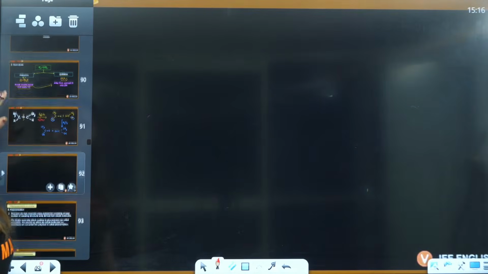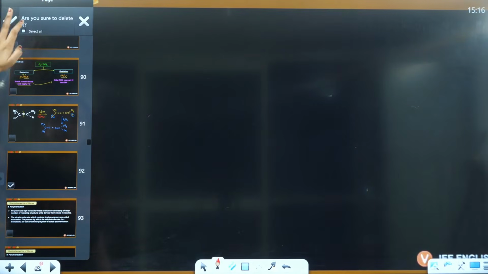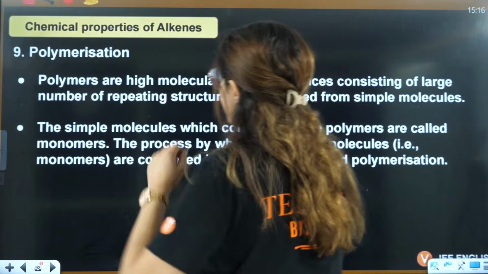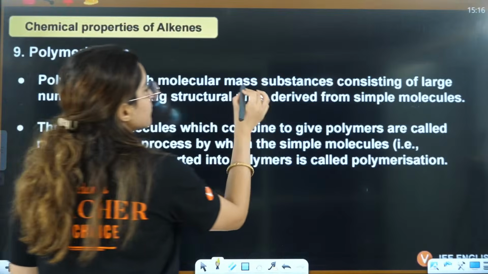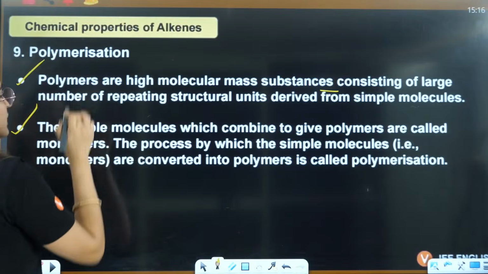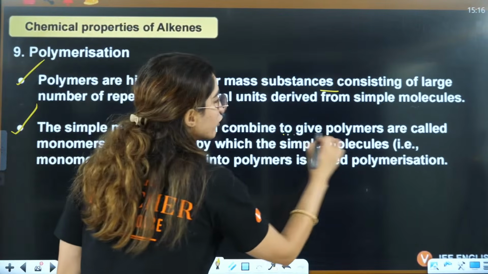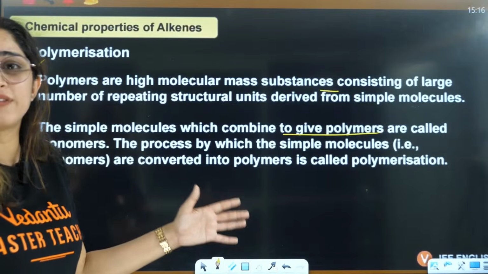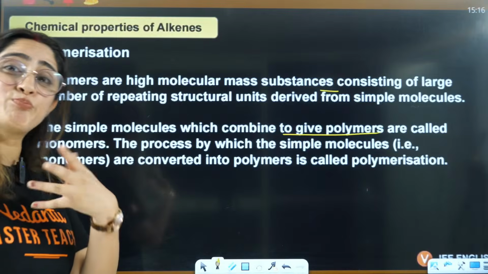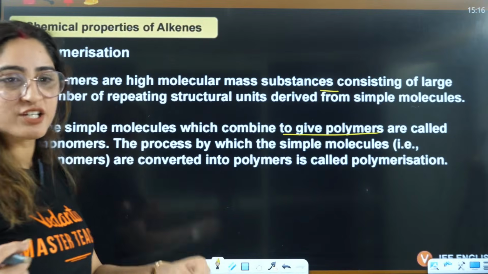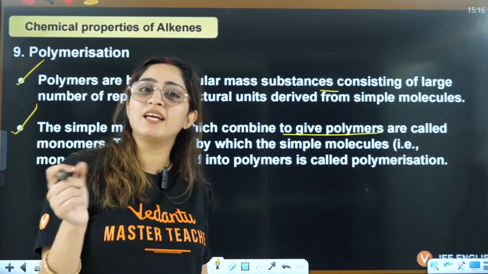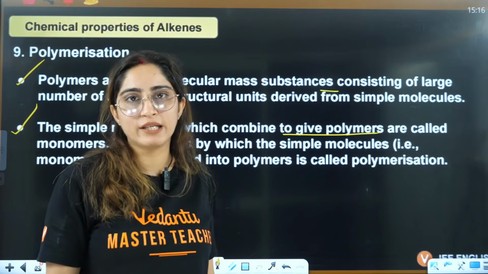Now let's talk about polymerization. In polymerization, what will happen? Polymers are high molecular mass substances constituting a large number of repeating structures. The simple molecules which combine to give polymers, meaning n number of that chain will be linked together to give a polymer, like PVC, polythene. Polythene that you have is actually not polythene, it is polyethene. The polymer of ethene is polyethene, that we call polythene.